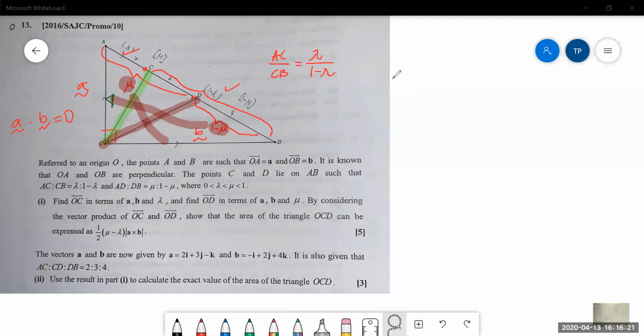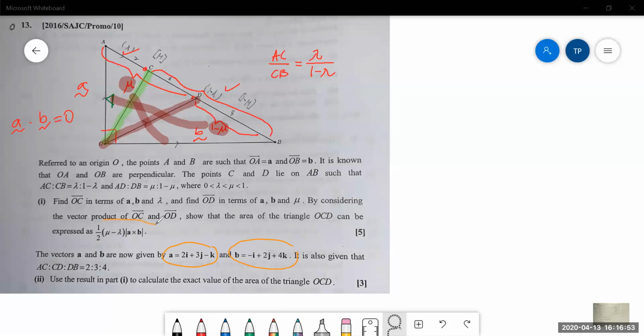Okay, anyway, we should proceed to the main topic. This is getting super lengthy. Vectors A and B are now given. Okay, we finally have some values. It is also given that AC to CB, CD to DB is 2 to 3 to 4. I wonder why they tell us that. Maybe it's for us to give some values to it. So use your result in part 1.